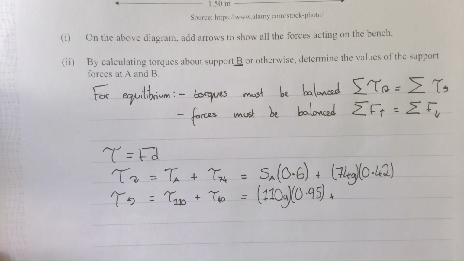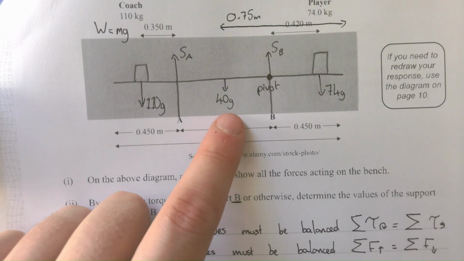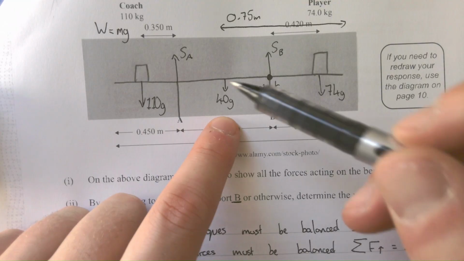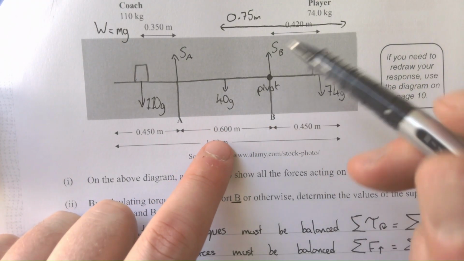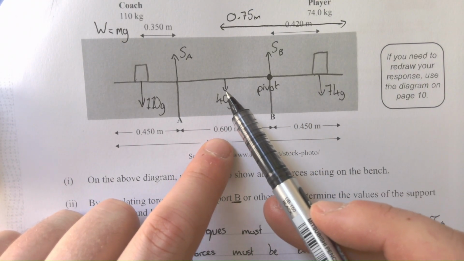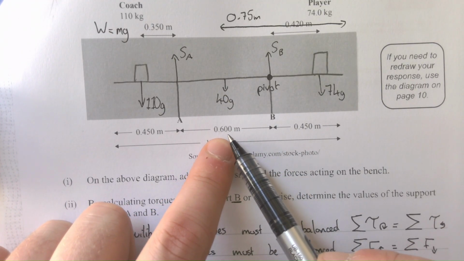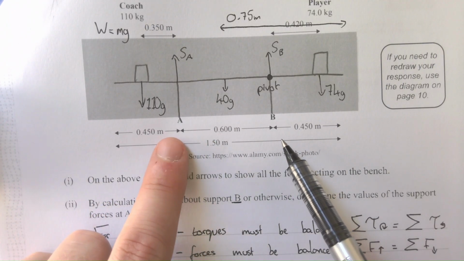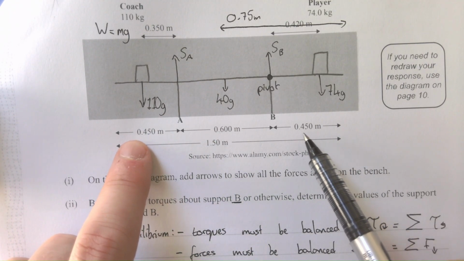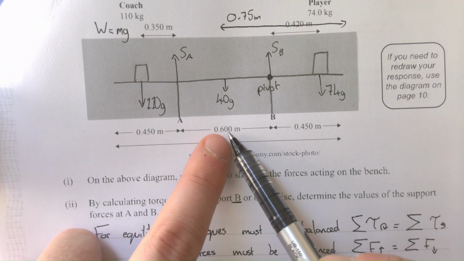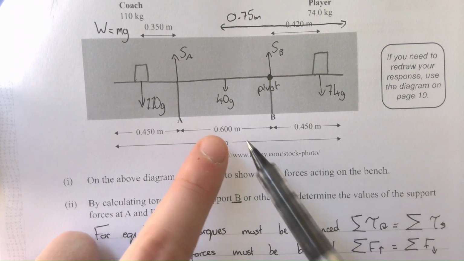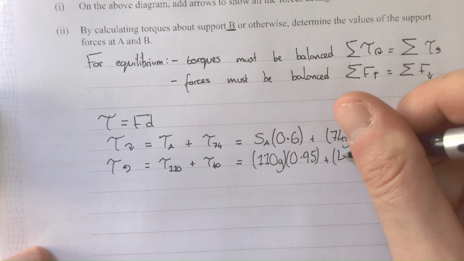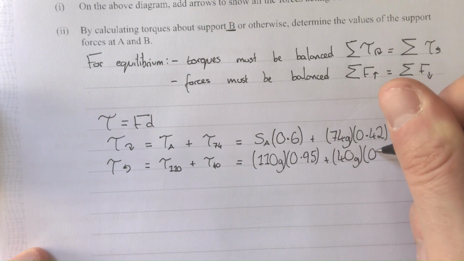Then I have my torque due to my 40 kilogram object, the bench itself, sorry. The force is 40 lots of G. The distance from the pivot point to the center point is halfway between the two, 0.3. Because this is a symmetrically set up bench with 0.45 on either side, the midpoint of the bench must be midway through this 0.6, which is 0.3, sorry. So plus 40G times 0.3.